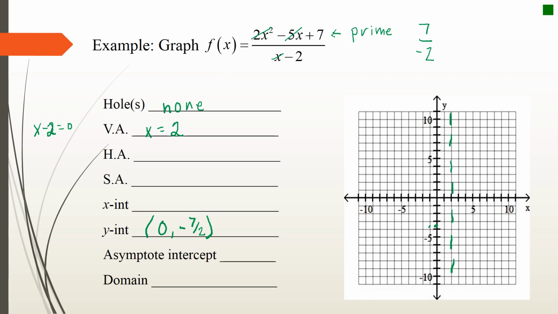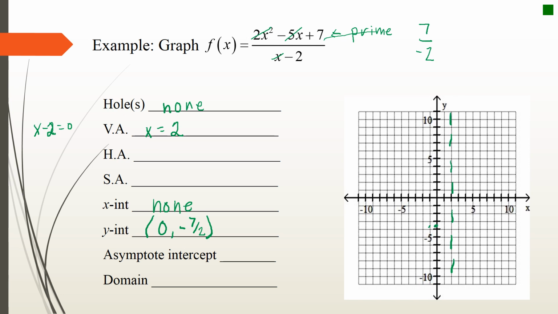Now, because of the x-intercept, we're not going to have any. Since that numerator is prime, we can't set it equal to 0 and get a real solution. So since there are no real numbers, there is not an x-intercept. So we're not going to have a point on the x-axis.